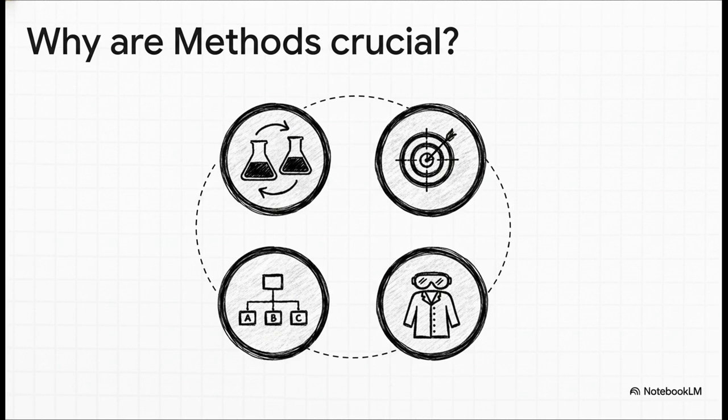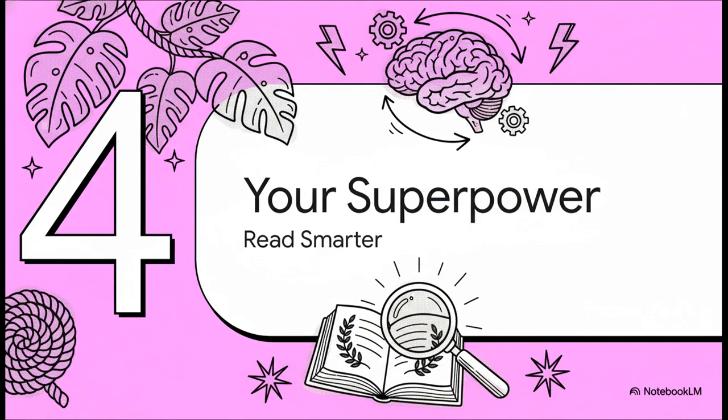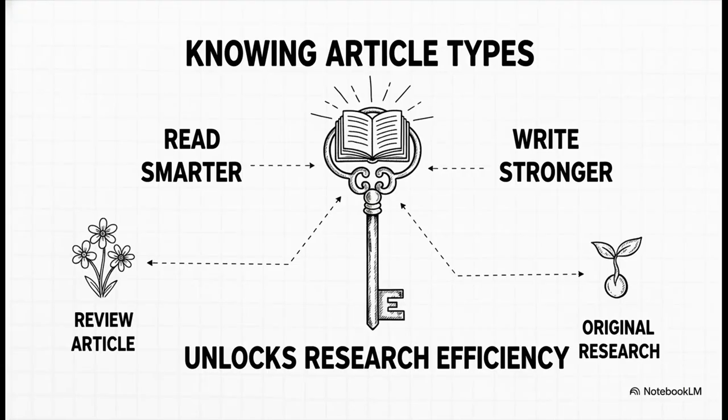So, we've toured the jungle, we've dissected the anatomy, but what does this actually mean for you? Well, knowing this stuff isn't just for a pop quiz. This is your research superpower. Honestly, understanding these article types is the key that unlocks the entire world of research. When you know what kind of paper you're looking at, you know how to use it. Are you starting a totally new topic and just need the lay of the land? Grab a review article. Do you need to track down the hard evidence for one very specific claim? That's when you hunt for the original research paper. This knowledge makes you read smarter, and it definitely makes you write stronger.